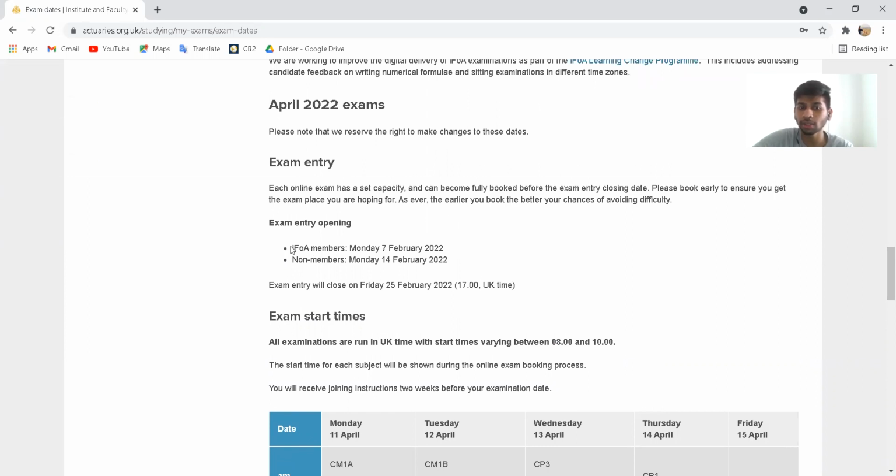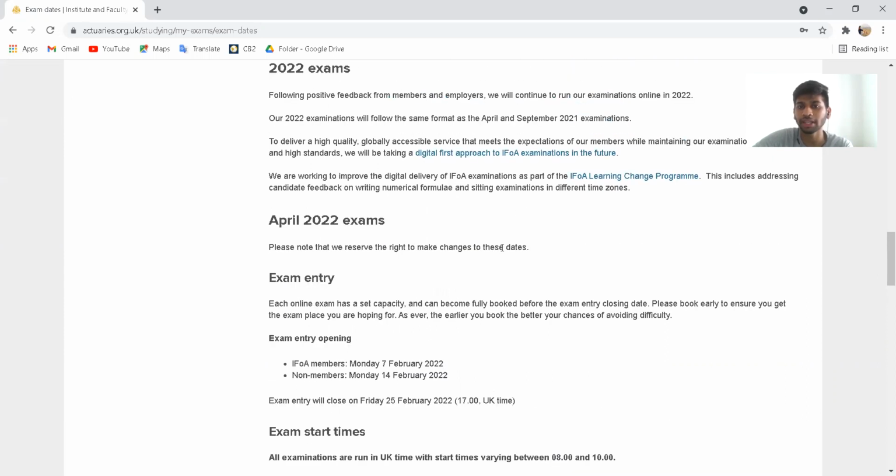And the exam bookings will be open from 7th Feb for the members and from 14th February for the non-members. And the bookings will close on 25th February. So it's still like 3 or 4 months to that. So don't worry about it right now. And by then you will have completed most of your portions, so you won't have to worry.